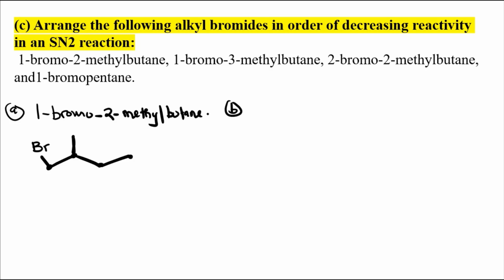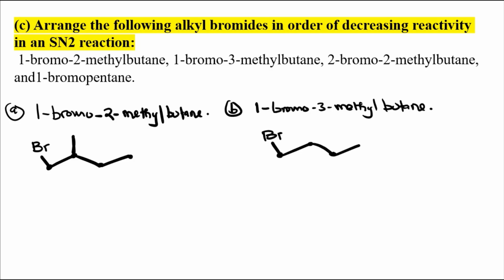B, they've given us to be 1-bromo-3-methylbutane. So we know it's going to be 1, 2, 3, 4. The bromo is on carbon number 1, and the methyl is on carbon number 3 there.